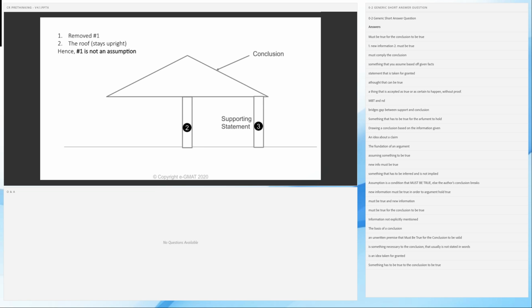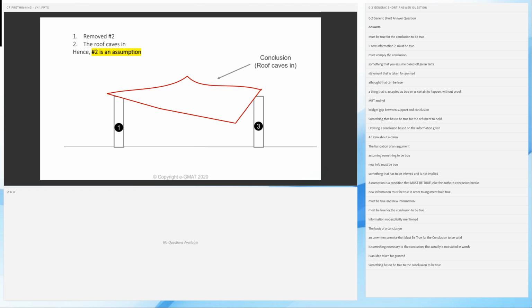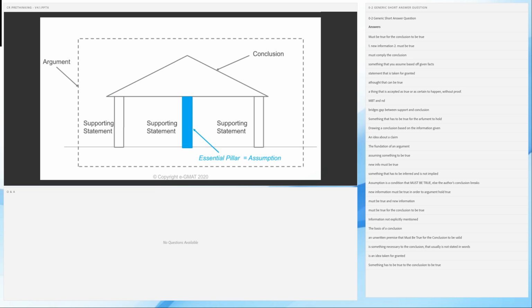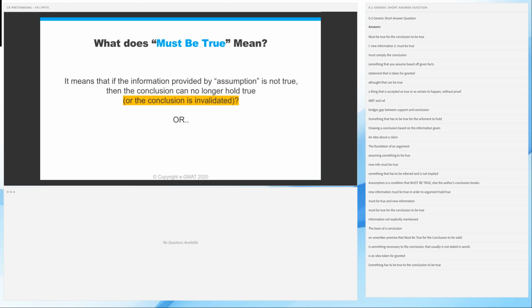We remove pillar 1, and the roof still stays upright, which means that pillar 1 is not an assumption. It was definitely a strengthener. It made the roof stronger, but it's not an assumption. We remove pillar 3. The roof still stays upright. Again, a strengthener, but not an assumption. We bring pillars 1 and 3 back. We remove pillar 2, and the roof caves in. Because the roof caved in despite the presence of pillars 1 and 3, pillar 2 is an assumption. It's necessary information that must be true for the conclusion to remain valid, or in other words, the conclusion can be broken once you remove the assumption. That's the definition of an essential pillar.